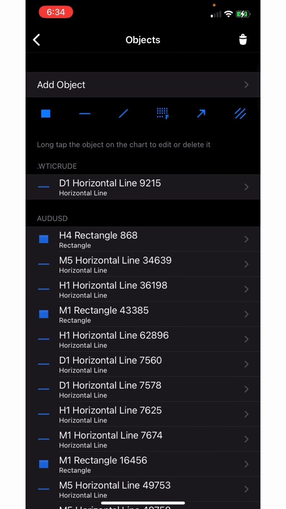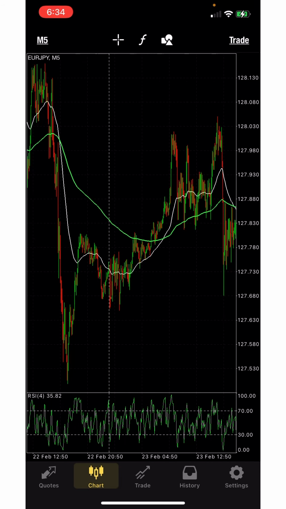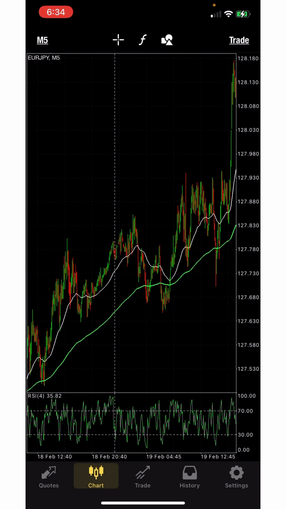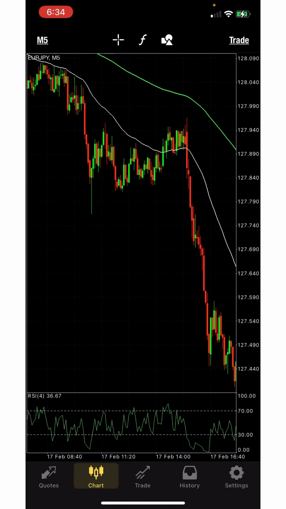Because market structure is king. You don't even need indicators, honestly, if you know what you're doing for real. But to the newest person, these 3 indicators will actually help you with trading. You see? Look, boom.